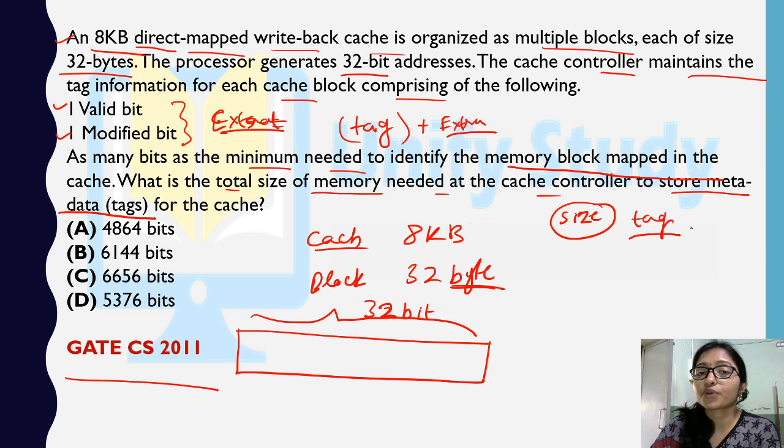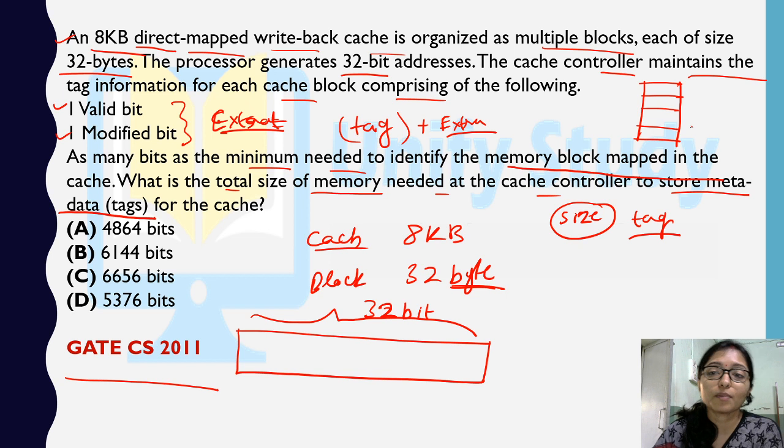First you have to calculate how many bits are required for the tag, and then you have to know the number of lines in the cache memory, that is, the number of blocks, and in every block there is a tag. In our previous video we discussed direct mapping. If you have not seen it, please watch that video to clear your concept.